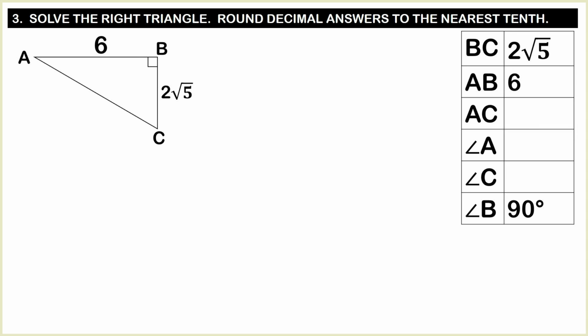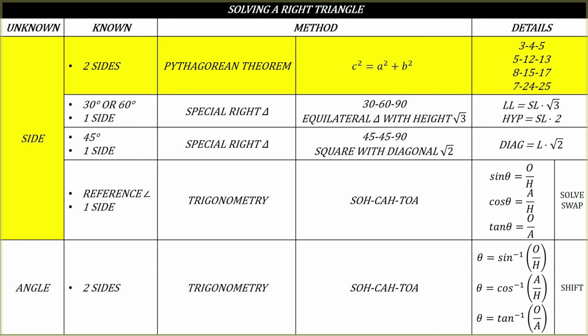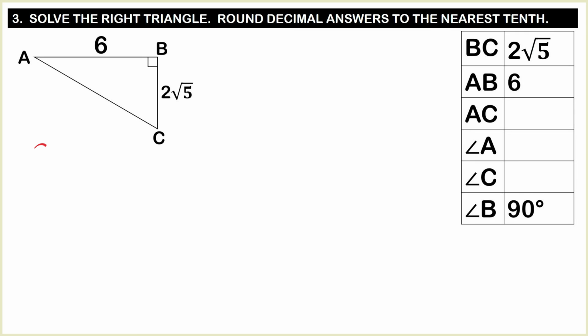The first thing I'm going to try to find on this problem is the hypotenuse, side AC. I'm looking for side AC, which is the hypotenuse, and I know two sides, so I'm going to use the Pythagorean theorem. This time I know that it's not a Pythagorean triple because one of its sides is 2 root 5. So I will use the formula c squared equals a squared plus b squared. So it's going to look like this.